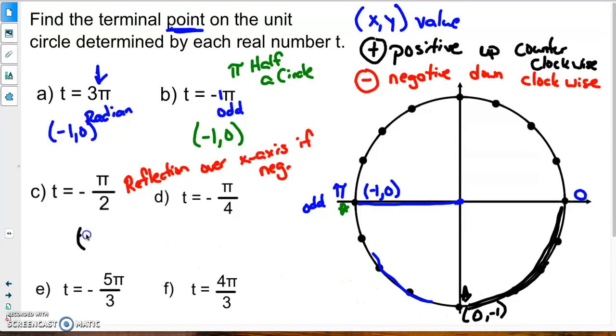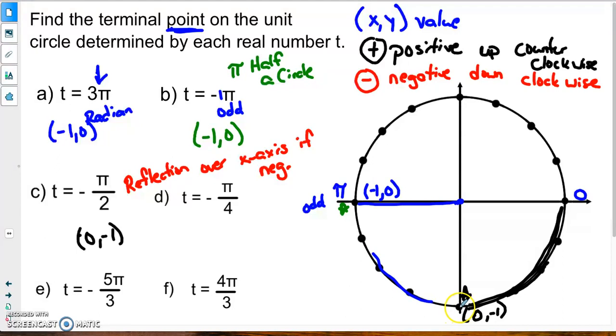Okay, so I end up on the bottom of the unit circle, and as 0 as an x value, I go down -1. If I think of it as the reflection way, I have negative pi over 2. Well, here's how I can do this. I can go to the positive pi over 2, which is up top, and then reflect it across the x-axis, and I end up on the bottom.